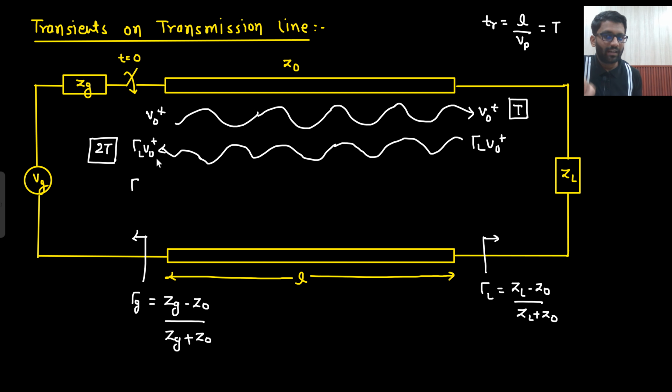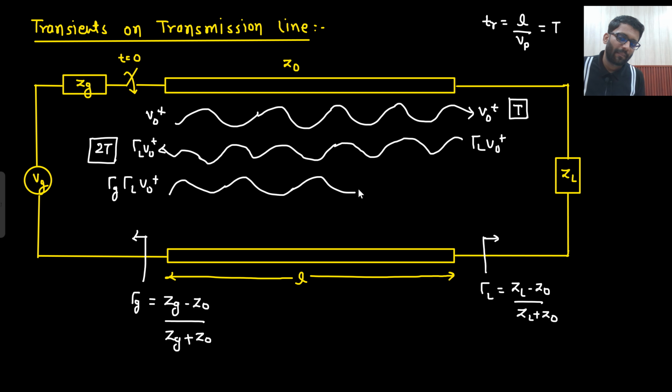So this gamma L V naught plus will be reflected back. By how much amount? It will be multiplied with gamma G. So gamma G, gamma L V naught plus. Now the wave which is reflected back will have this much amplitude. So now it is reflected back and it is going in this manner. This I am talking about only voltage. The same thing will be happening with current as well. So now here what has reached? Gamma G, gamma L V naught plus.